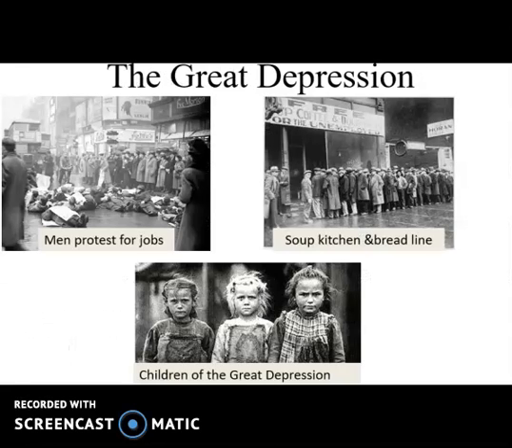How severe was the Great Depression, if you may be wondering? These are some of the photos to show you how severe it was. In the first photo here, you see men protesting for jobs because a lot of them were jobless. And the soup kitchen and bread line was very, very long because people could not afford to buy food. They had to endure the long line so that they could get free food. And this is how children of the Great Depression looked like.